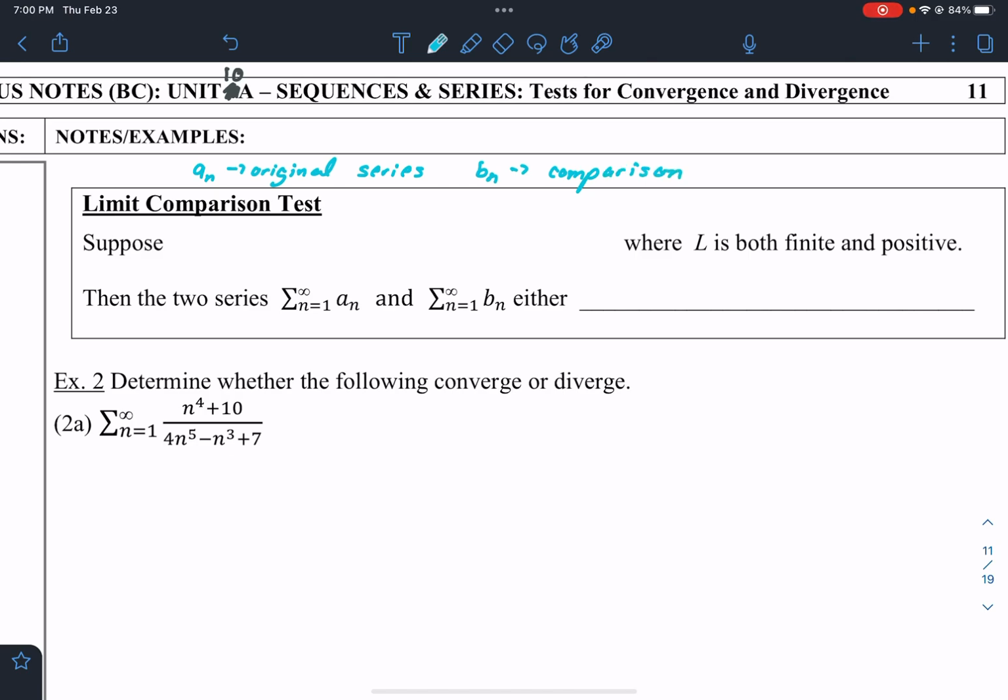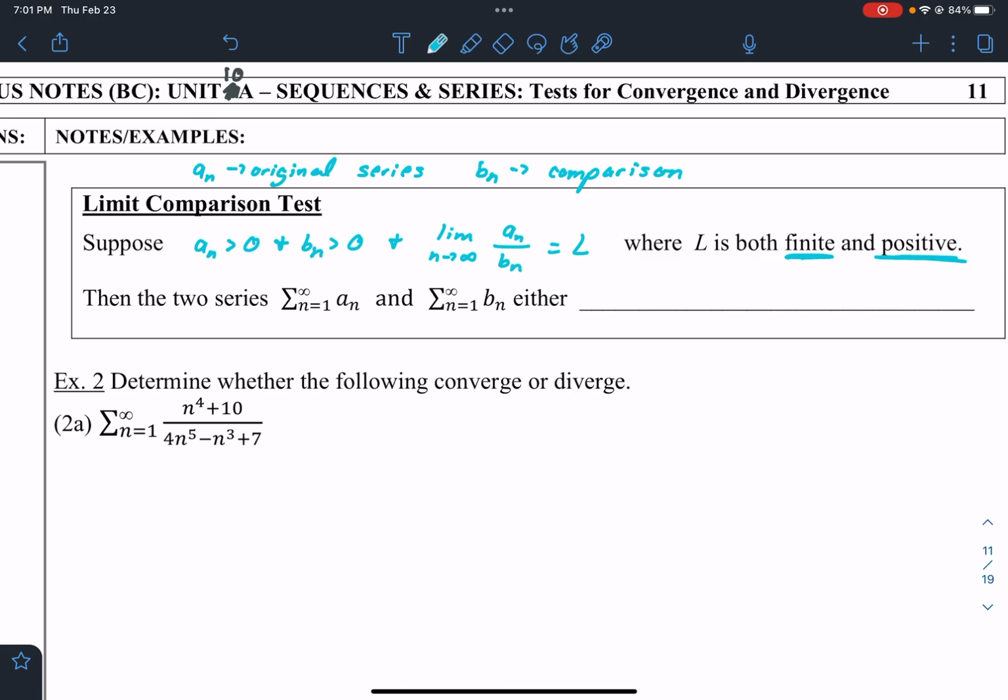Now, one of the conditions for this to work is that A sub n and B sub n must be positive. Otherwise, this is not going to apply. And we're going to say that the limit as n approaches infinity of A sub n divided by B sub n equals L. L is a number. It is a finite and positive number. That's going to be significant. So we can't run this limit and get some sort of infinity or DNE situation. It has to become a finite and positive number for this to work.